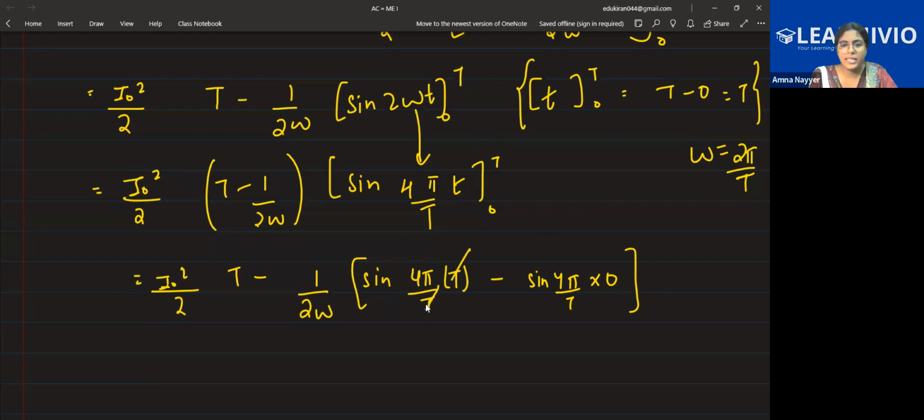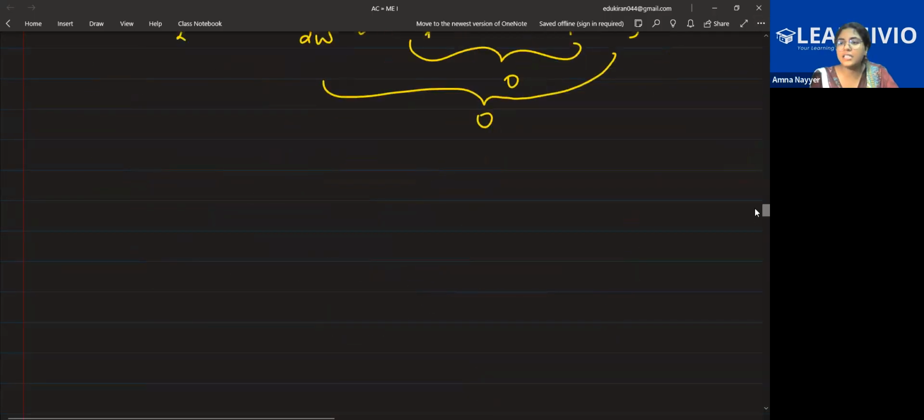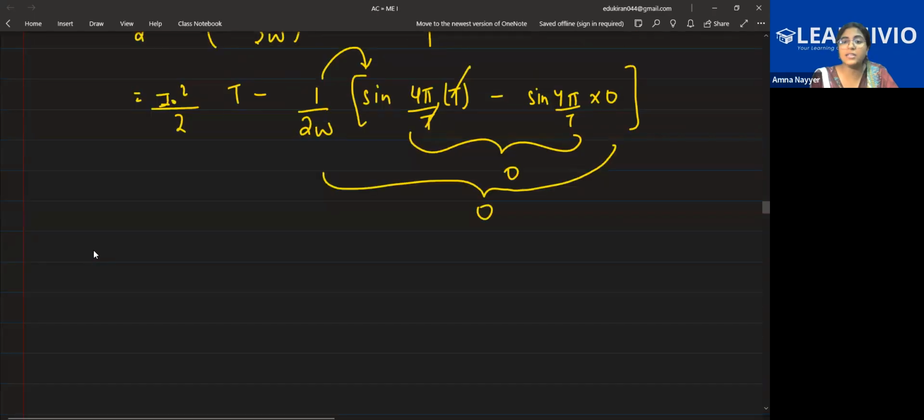Now T gets cancelled. Sine 4 pi is 0. Sine 0 is also 0. So this term is entirely 0, and since this is getting multiplied to it, this entire term will also be 0. So the entire calculation simplifies very much further. What were we calculating? We were calculating I square dt from 0 to T. So we have got our answer. It is I naught square capital T by 2.